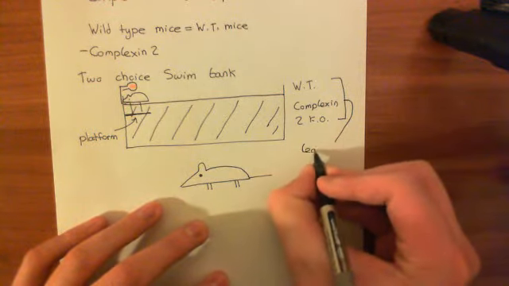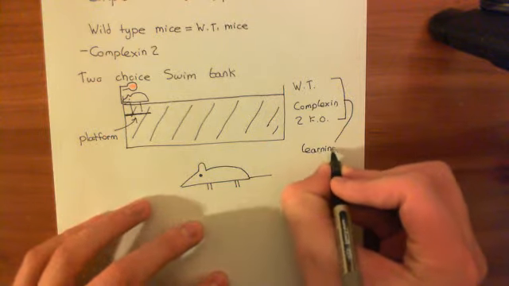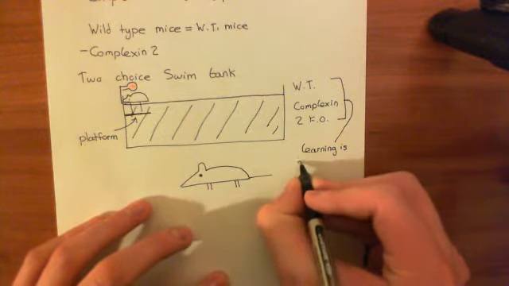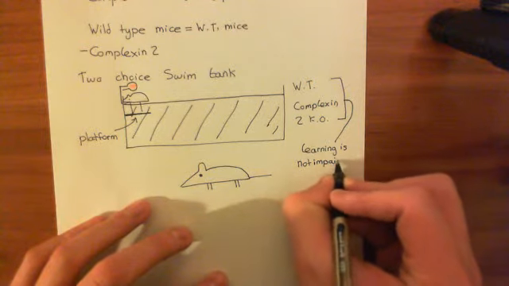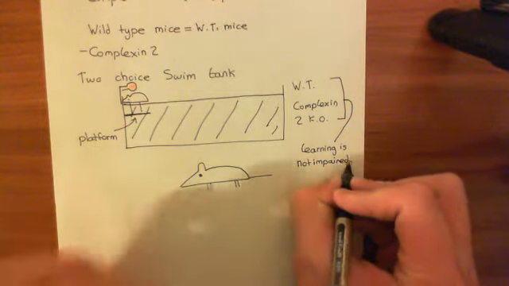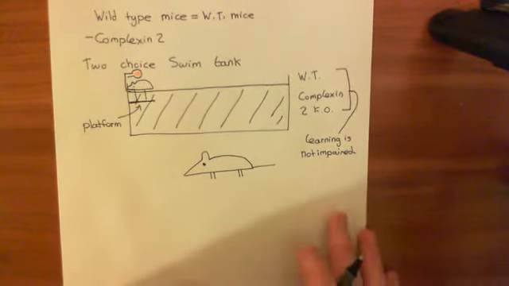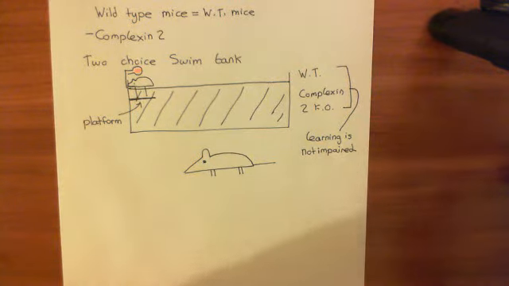So learning is not impaired. Well, apparently it's not impaired. But what we're going to do is another experiment, and we're going to see that, in fact, it is impaired, but in a much more subtle way than this direct learning.